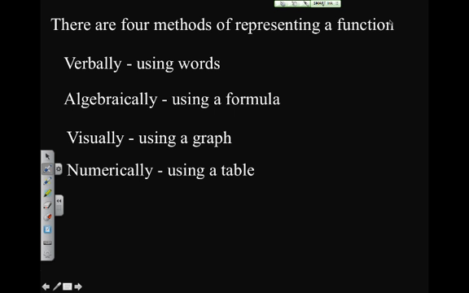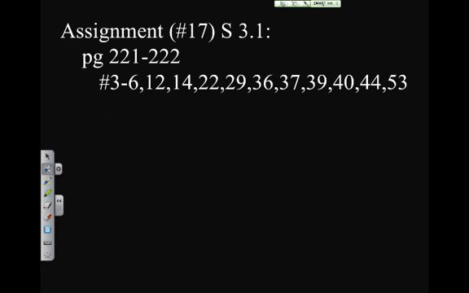More methods to represent a function. We can talk about it verbally with words. We didn't do much of that. Algebraically, using a formula, we did that. You can represent functions with a graph visually, and then numerically using a table. We showed that kind of with the mapping diagram. But it's all basically trying to relate the x value from the domain to the y value, or the f of x value from the range.